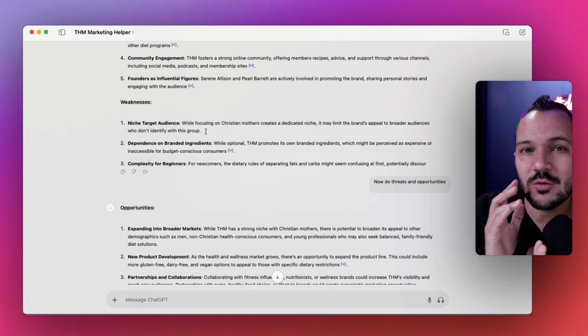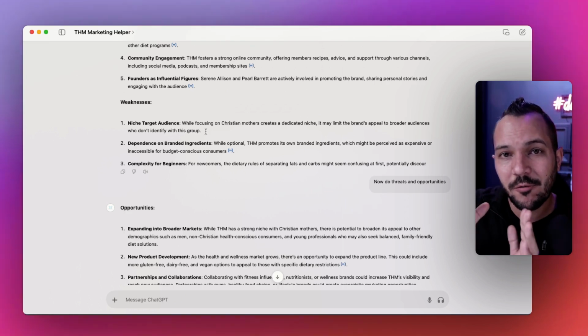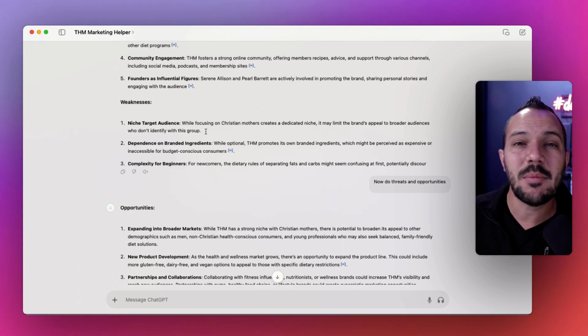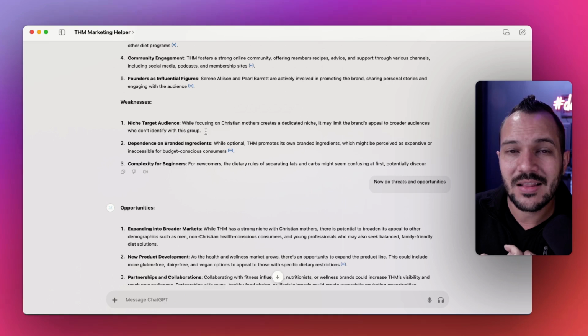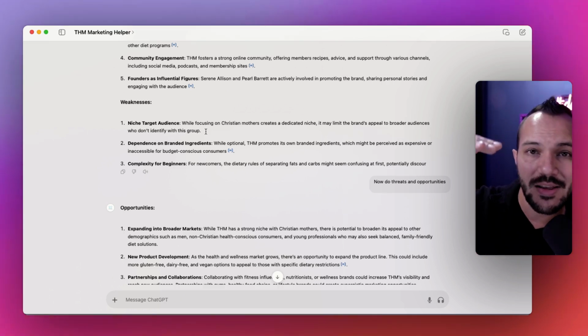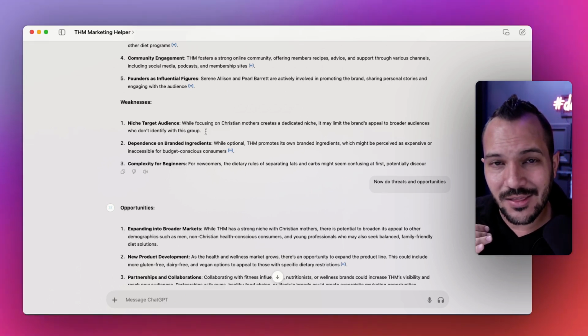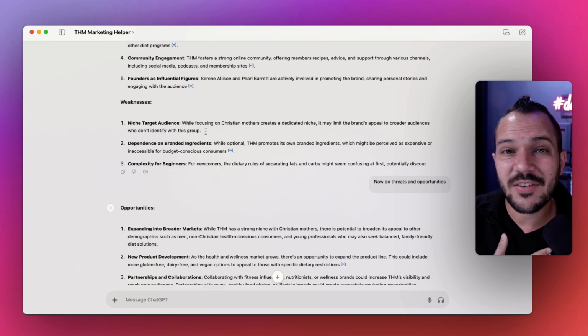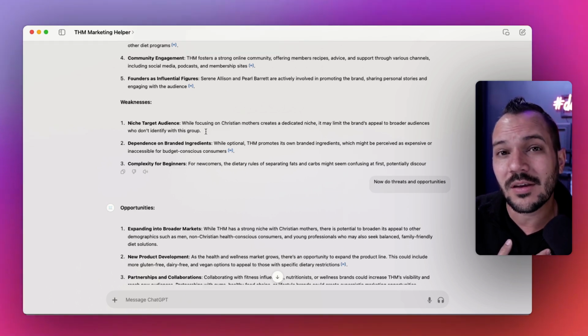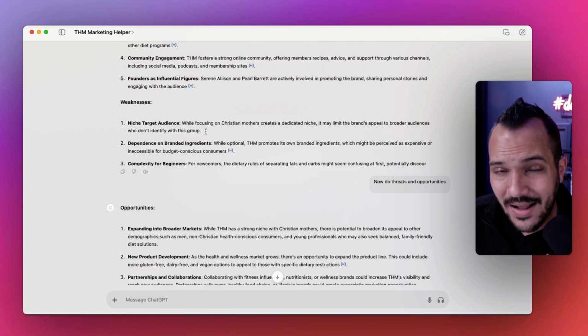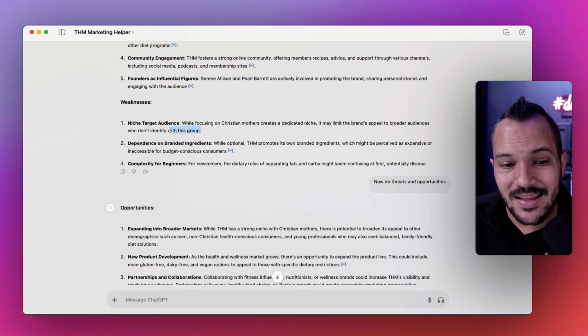I'd actually done a SWOT analysis for Trim Healthy Mama before I asked AI to do it, and it came up with a lot of the same stuff that I had already recognized as strengths and weaknesses and opportunities and threats. And it identified the same things, even put out some things that I had not identified that were really strong.